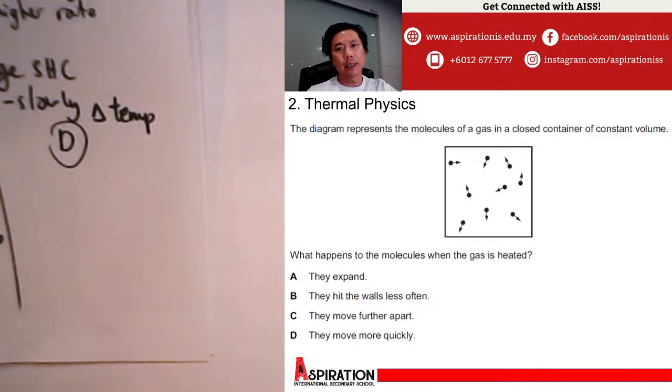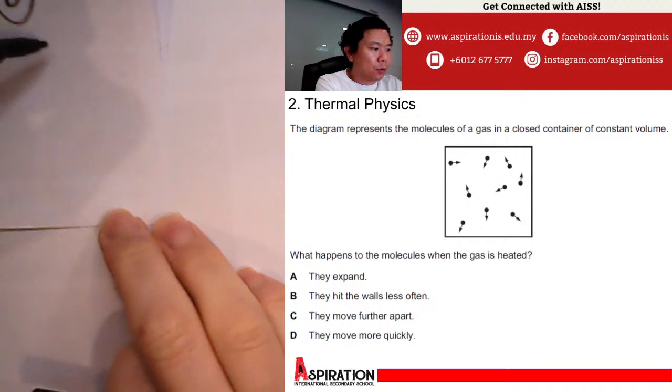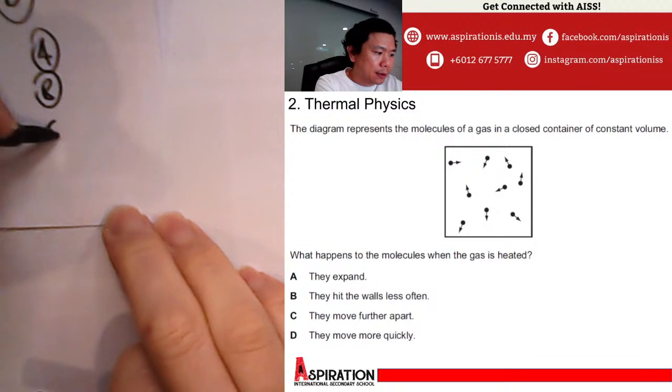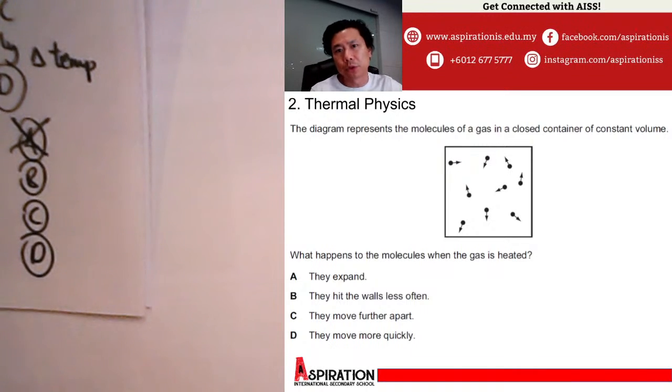In this case, I hope no one selects A because molecules do not expand. The object expands, but the molecules themselves never expand. The atoms never expand. You don't expect the atom to grow in size. When an object expands, that means that the atoms and molecules have moved further apart. So A is absolutely wrong, but I think a lot of students will choose that answer.